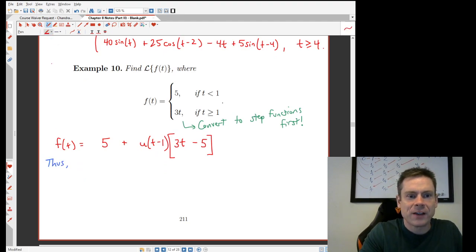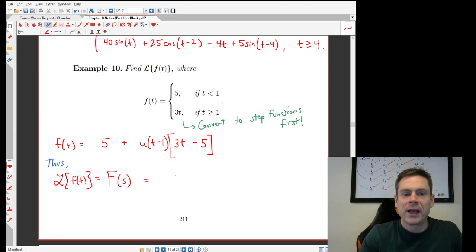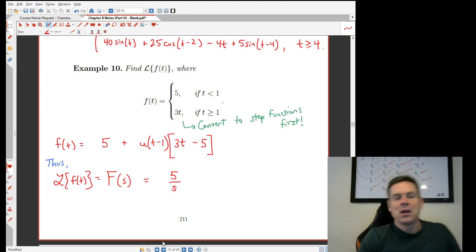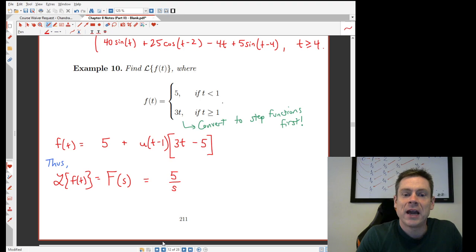So we're going to have to think of a couple of things here. We're going to take the Laplace of f of t, or if you like, we could call it capital F of s. And we're going to get here 5 over s. Okay, that one's easy to start with. And then we have to think of what that second part is going to be like. I need to take the Laplace transform of this piece. And if I rewrite this, I'm going to rewrite it on the line up here so I can do some good things.